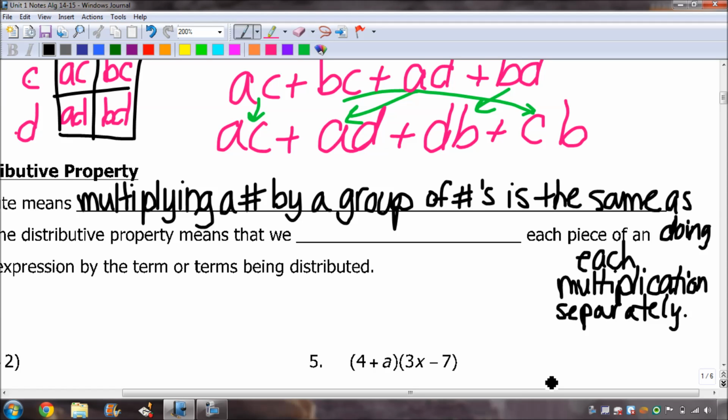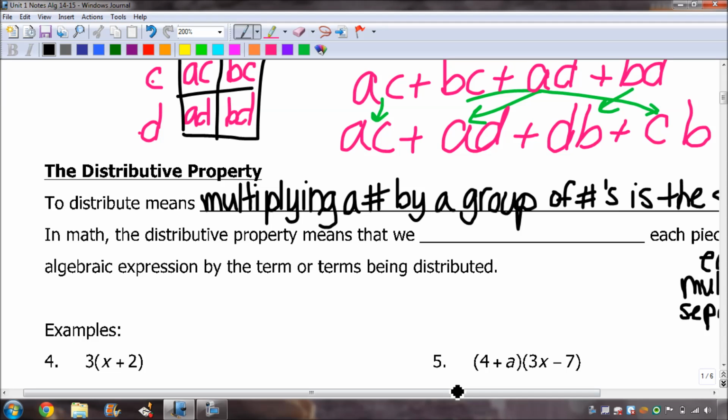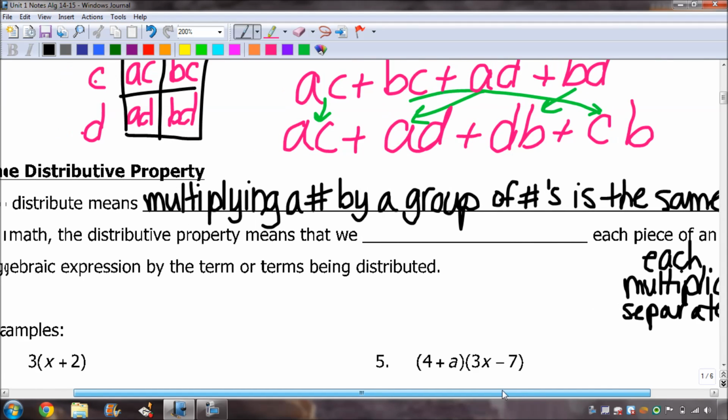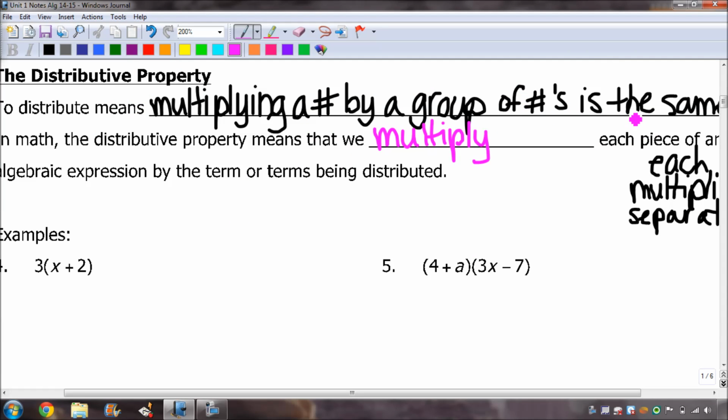Okay? Now, it says, in math, the distributive property means that we blank each piece of an algebraic expression by the term or terms being distributed. So all we're going to have to do is say that we multiply each piece. Okay? All right, so some examples right here. Do you see how the definition again says that multiplying a number by a group of numbers is the same as multiplying each number separately?